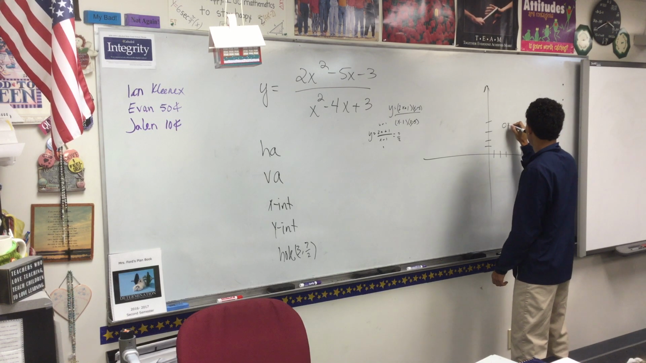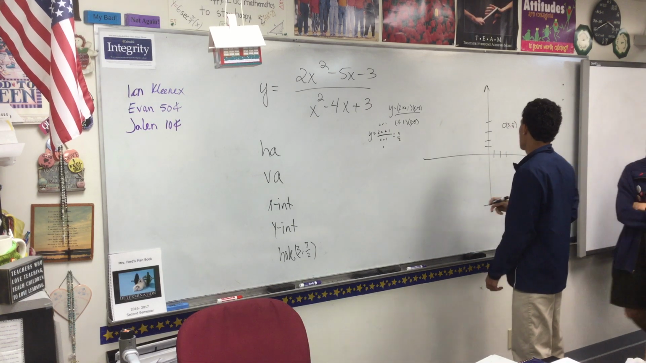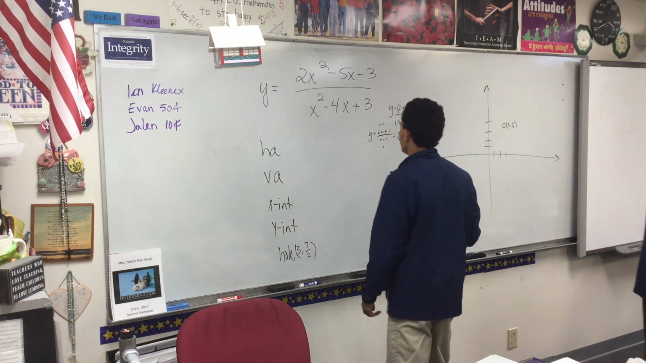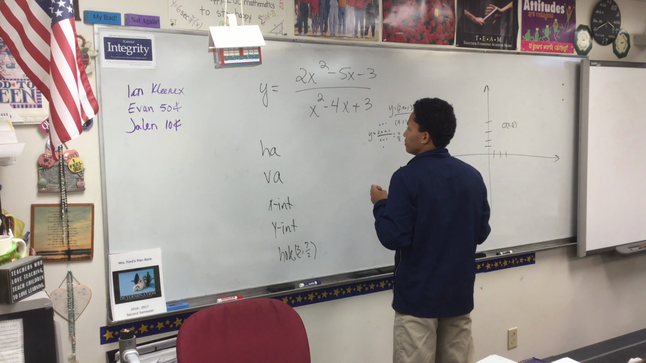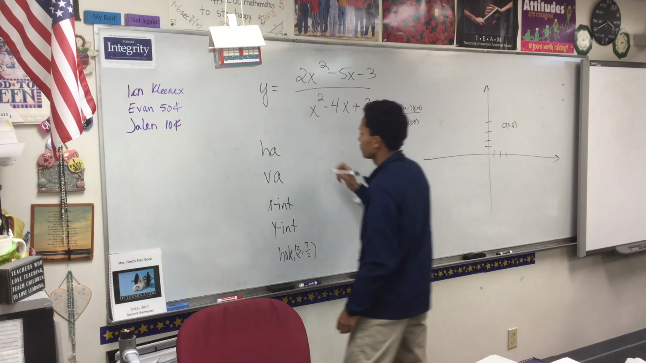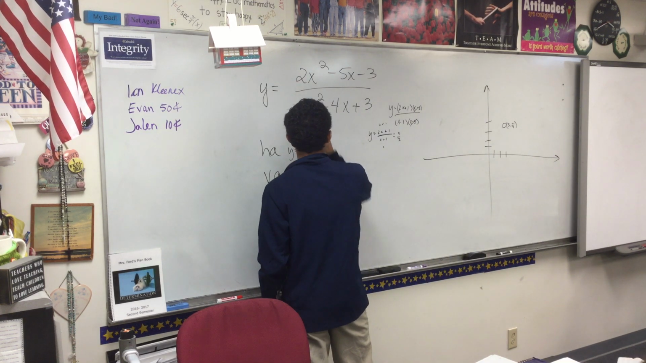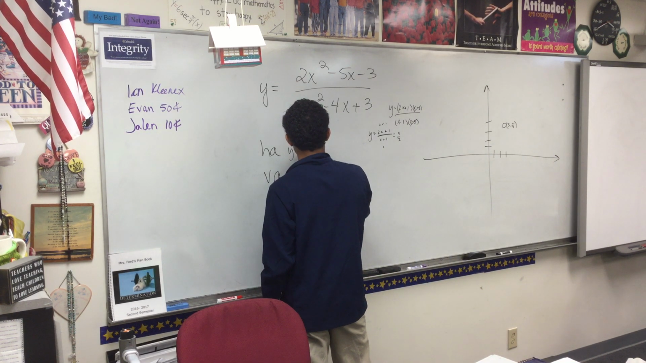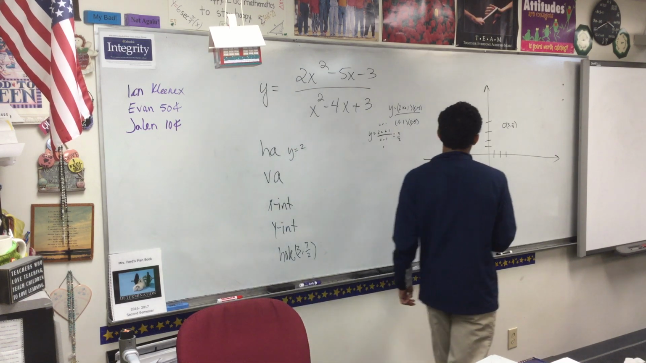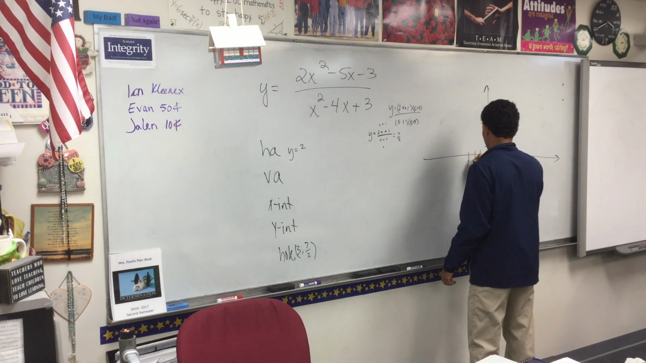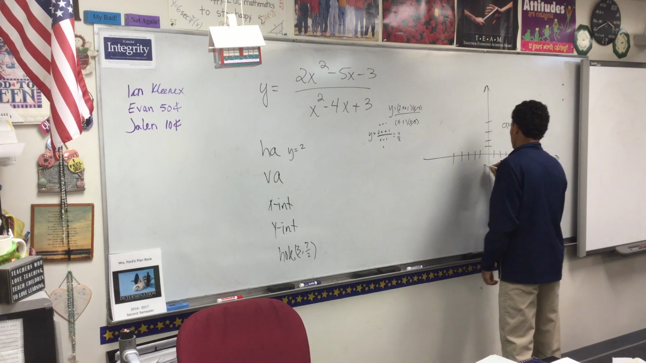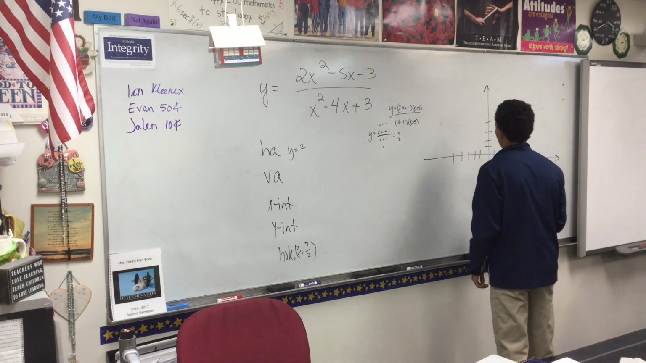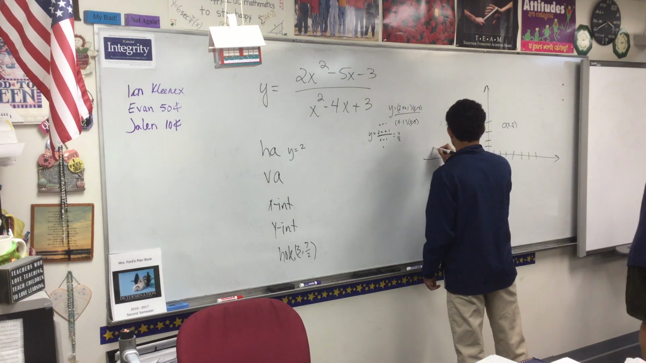Horizontal would just be 2, right? Okay, the horizontal asymptote would be the equation y equals 2. Is that right? I think so. So glad. y equals 2 is my horizontal asymptote. Is everybody okay with that?